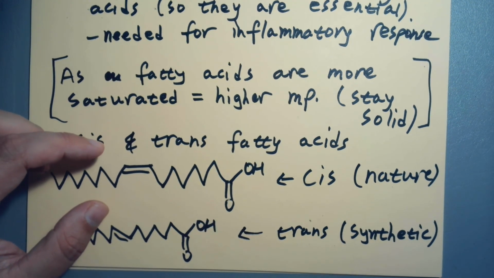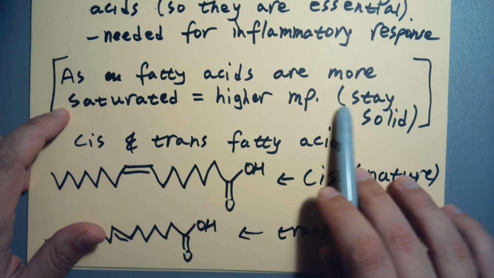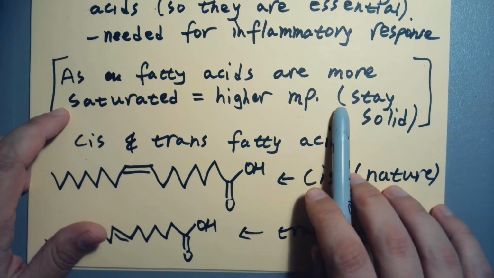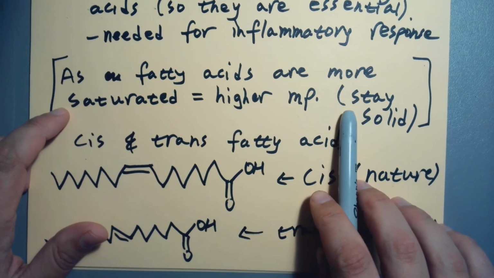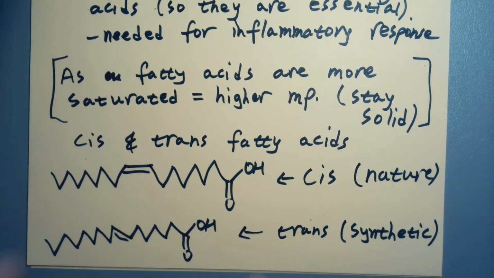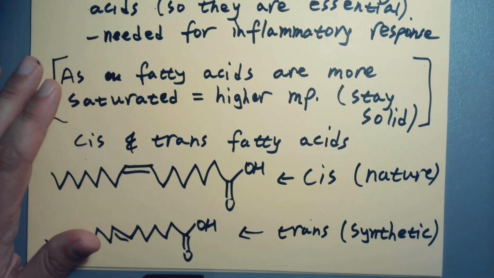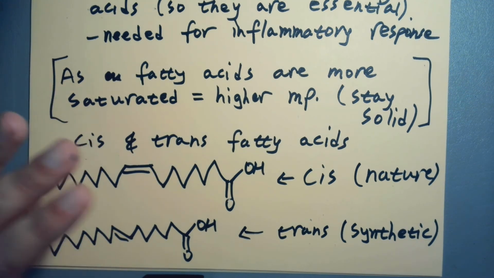And what else was there? Oh, the melting point stuff. So, more saturated, higher melting point, stays solid. So saturated fat stays solid. Butter has more saturated fatty acids that it's made out of. That helps it stay solid. Alright. So, we'll leave it there. We're going to build on this, so we're going to talk about triglycerides next, and take it from there.